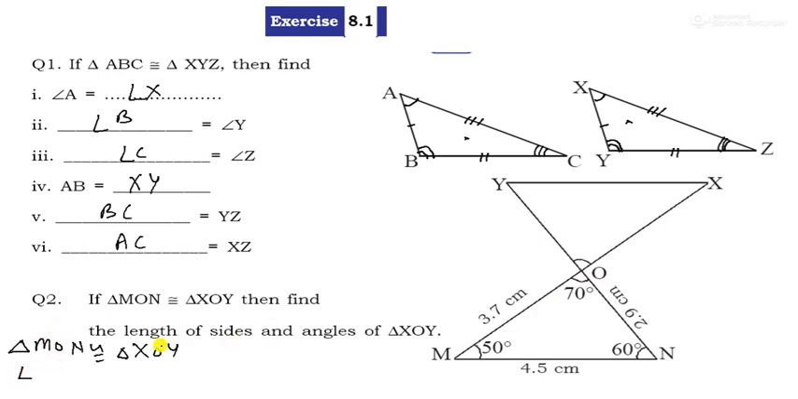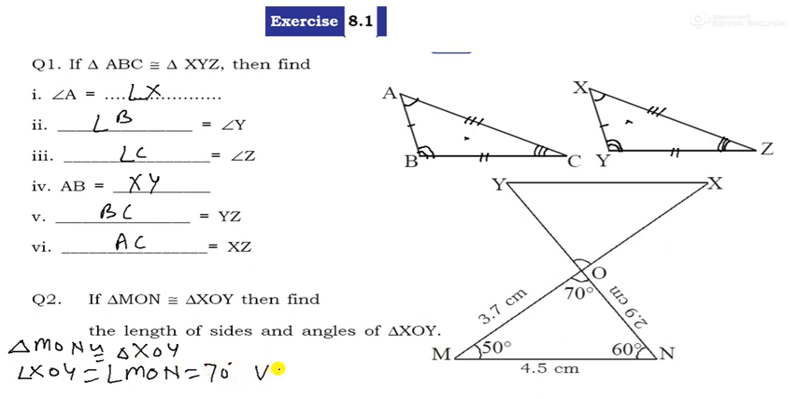Angle of the length of the sides. Find the length of the side and angle XOY. Where is X? XOY. So you can write here that angle XOY is equal to the angle MON. We can write MON, so it is 70 degrees.